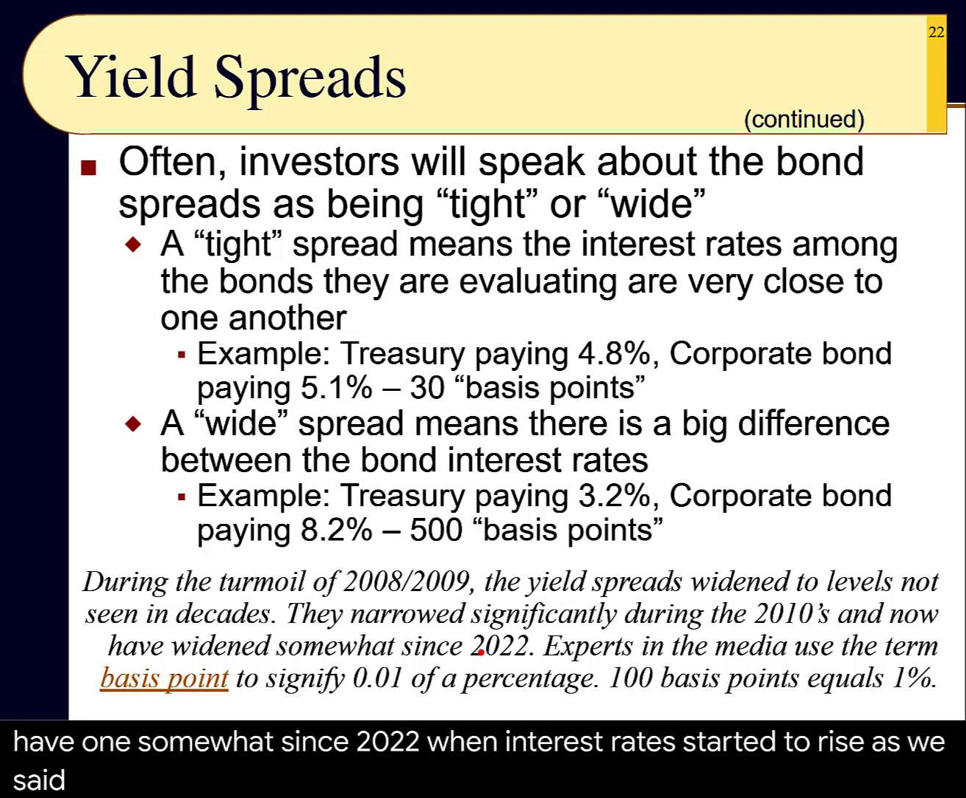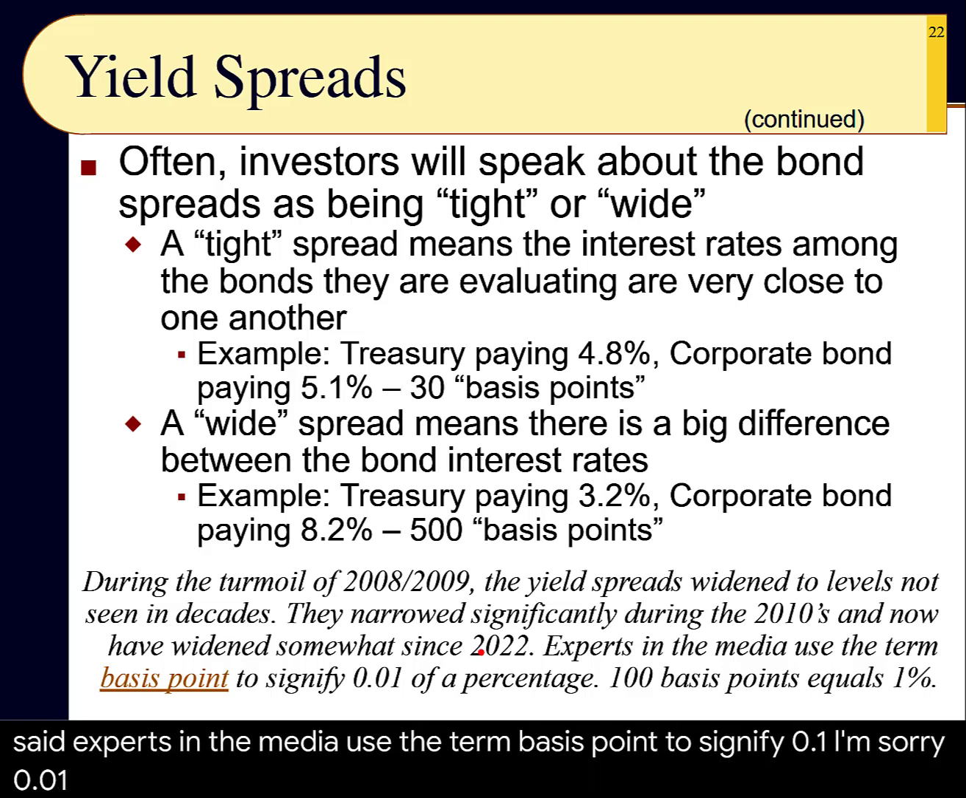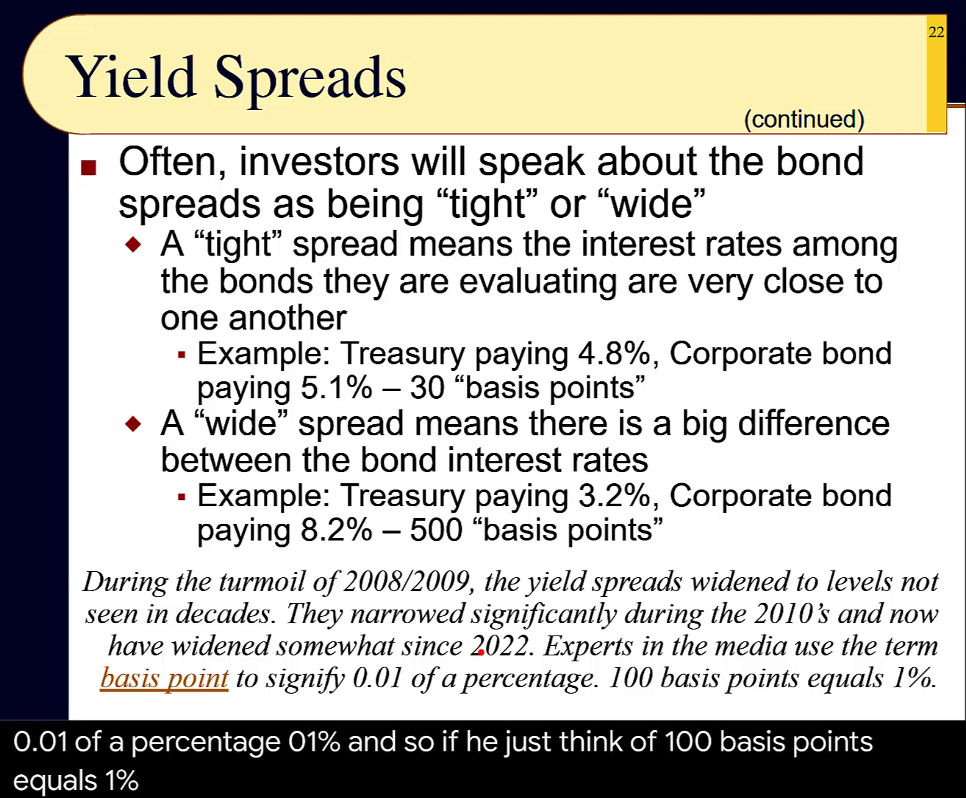As we said, experts in the media use the term basis point to signify 0.01 of a percentage, 0.01%. And so if you just think of 100 basis points equals 1%, that usually makes it easy to cut through the jargon.